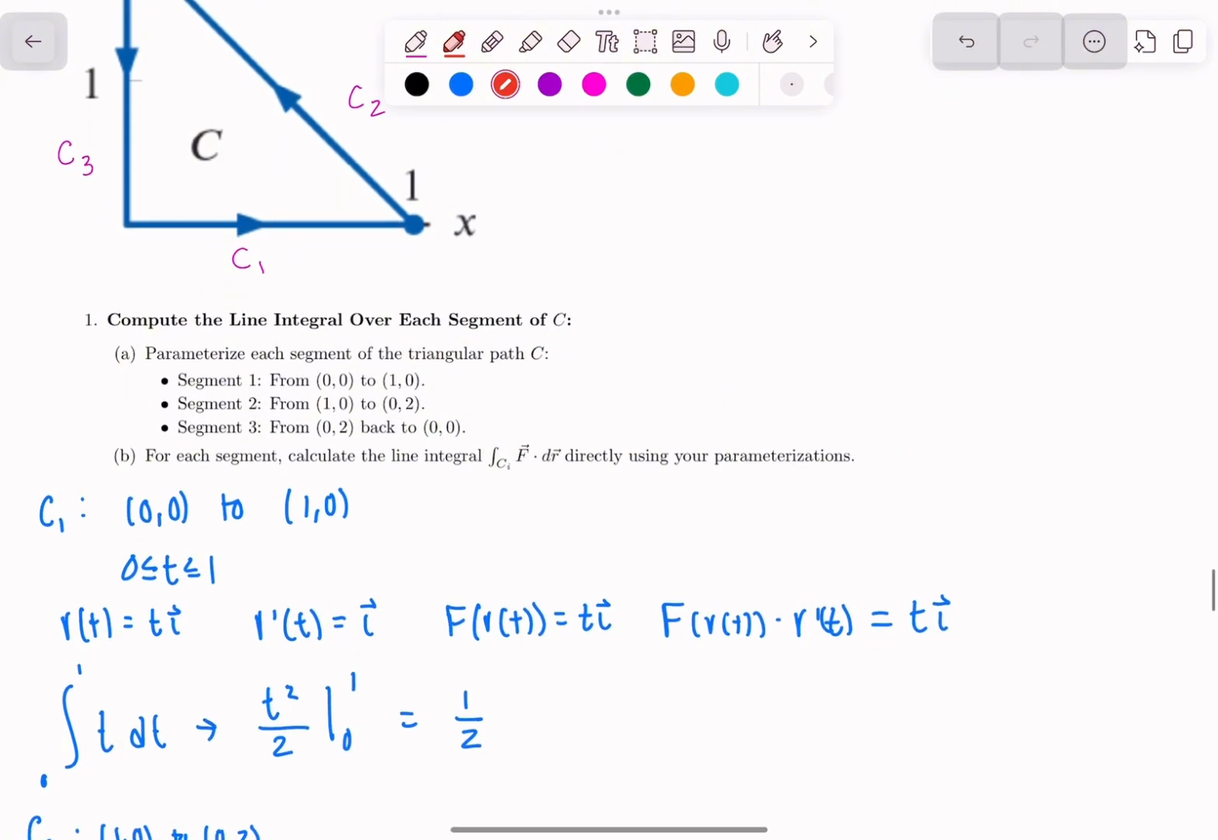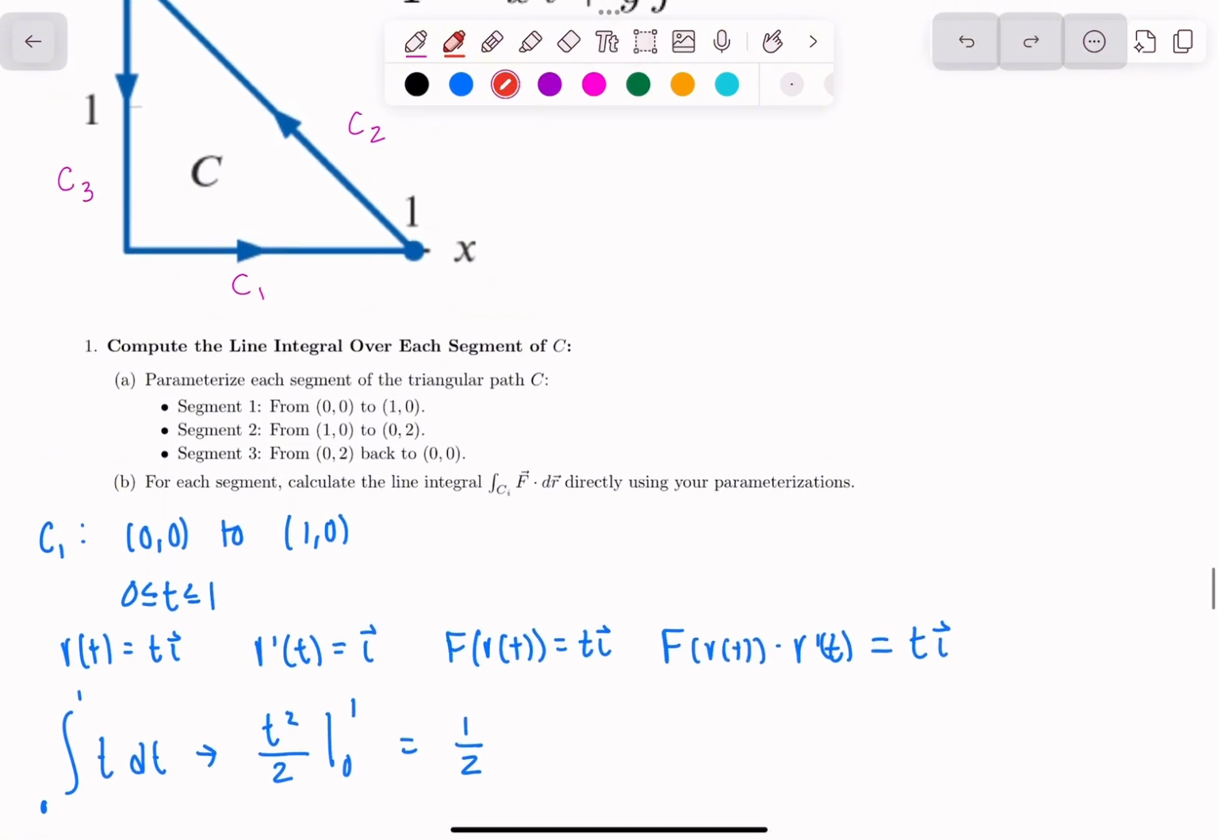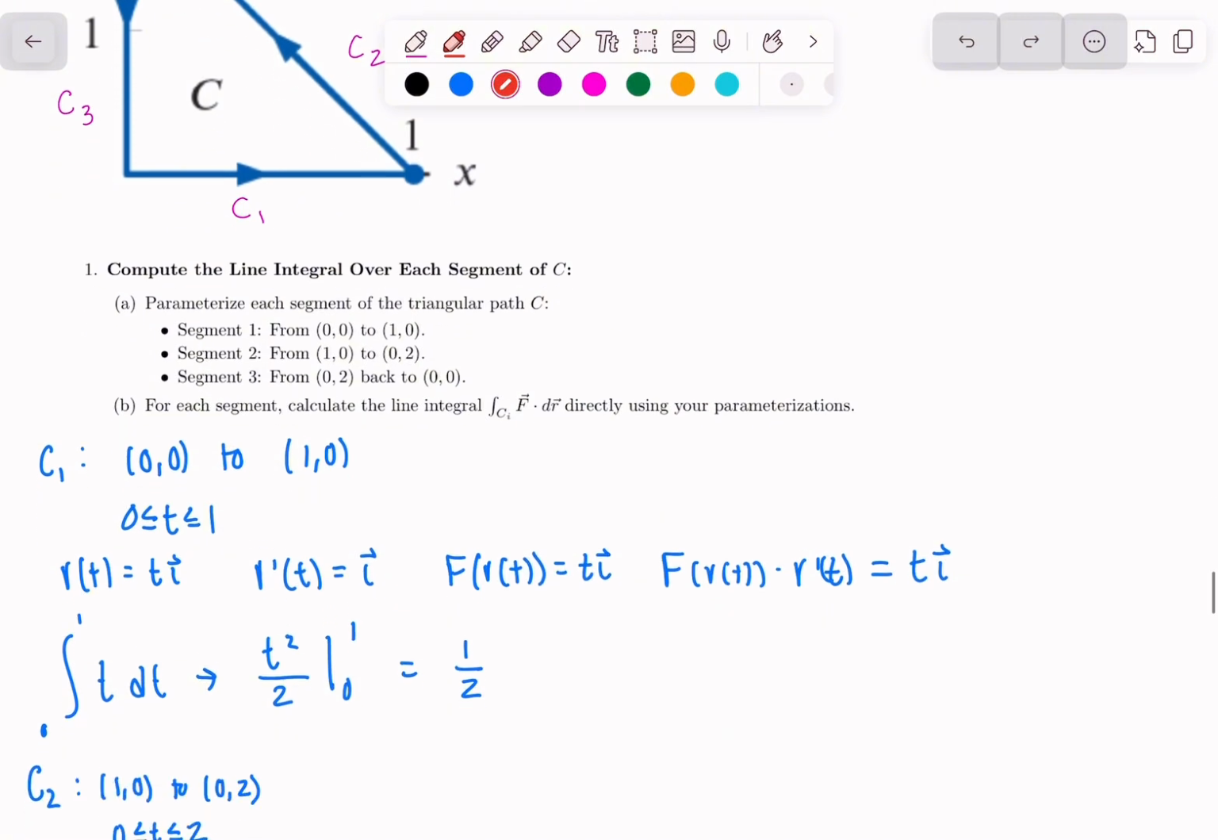But our C1, as we can see, is only moving in the x direction. So we only have one component to worry about, which is our x component. And it's increasing with a slope of 1, so our value is just t i. The derivative of that is the i vector. Plug r(t) into F, we get t i, and then the dot product of those gives us t. So we can go ahead and integrate that, and we get 1/2.